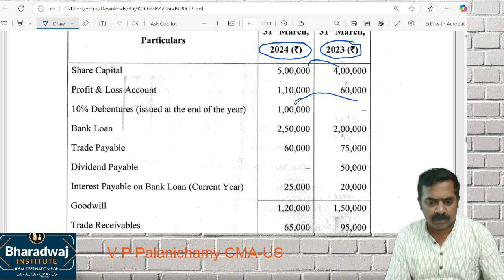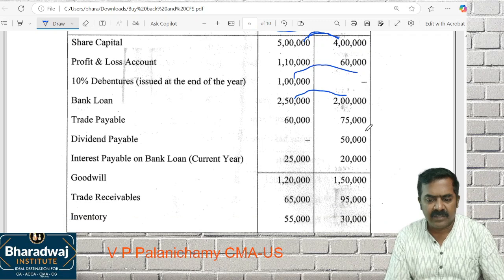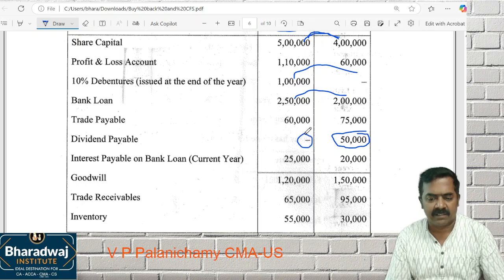This 1 lakh will come in financing activity. This 50,000 will come in financing activity. This issue of shares will come in what? Financing activity. Dividend payable, opening balance is given. Closing balance is zero. What is the meaning? They paid the dividend. It will come in which activity?